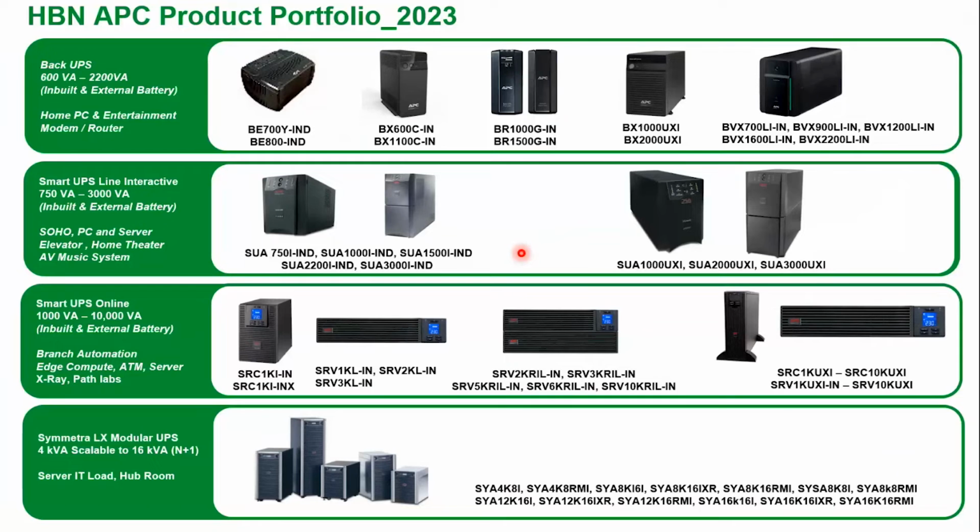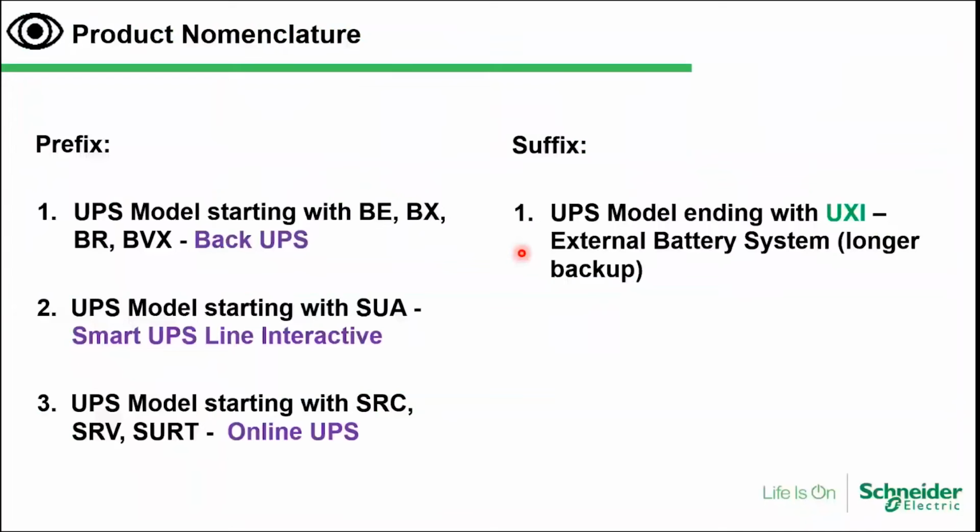Yeah, so these are the product portfolio. So we will see in the coming slides what all models are included and their application also. So this is for APC. So product nomenclature, we already know the back UPS APC starts with BE, BX, BR, and BVX. The line interactive starts with the SUA. The online starts with SRC, which was the older model, and SURT was the older model which has been discontinued right now. So currently we are working only with the SRV series online UPSs.